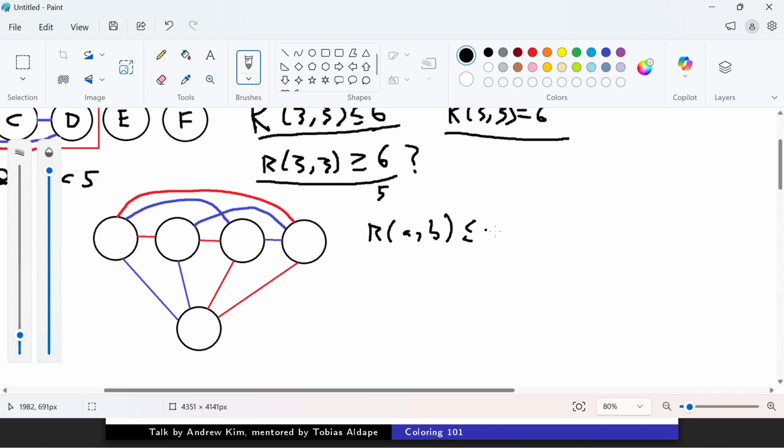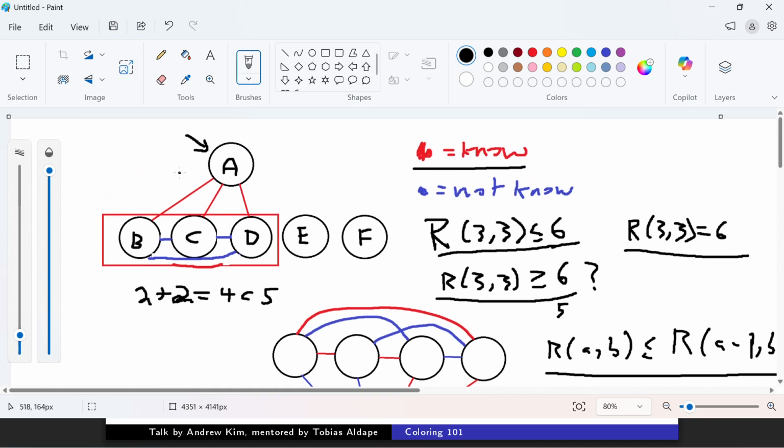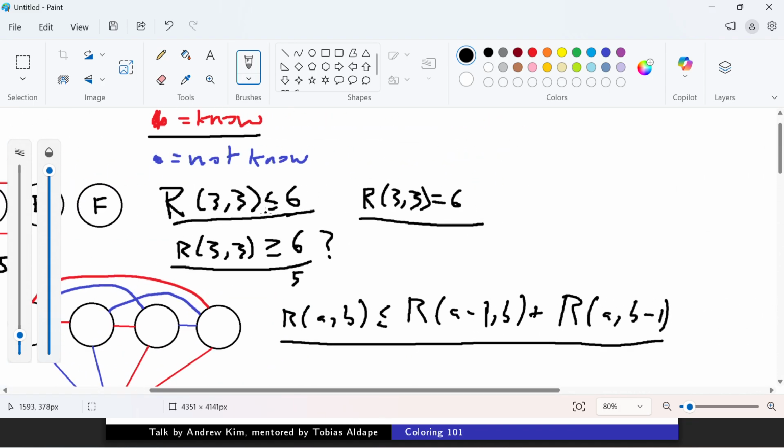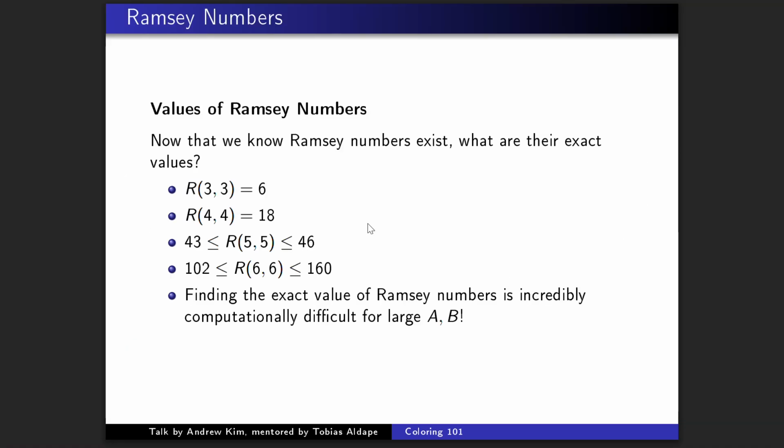it turns out that R of A and B is bounded above by this number. And sorry for my poor handwriting, but yeah, it's bounded above by R of A minus 1, B plus R of A, B minus 1. And the proof of this claim is actually using the exact same logic as we did in the R of 3 example. And I invite you to try it yourself if you're interested.